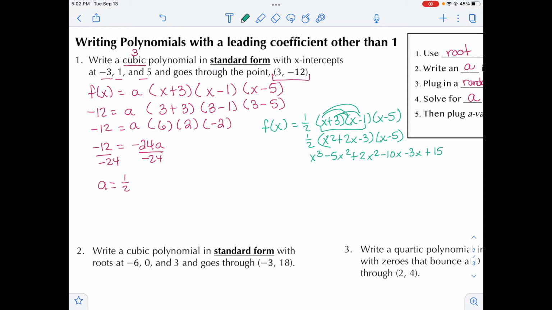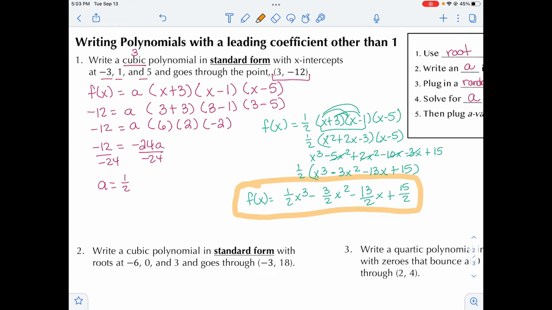Combine my like terms, I end up with x to the 3rd, negative 3x squared from here and here, and negative 13x from here and here, and plus 15, and all of that gets multiplied by 1/2. So now I'm going to distribute the 1/2 all the way through, so I end up with 1/2 x to the 3rd minus 3/2 x to the 2nd minus 13/2 x plus 15/2. And all this is my function in standard form. I know it's in standard form because it's left to right with the greatest degree first. That would be my final answer.